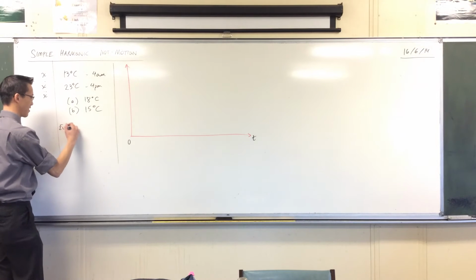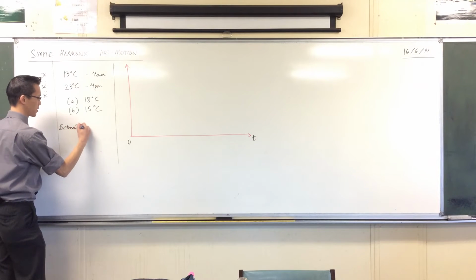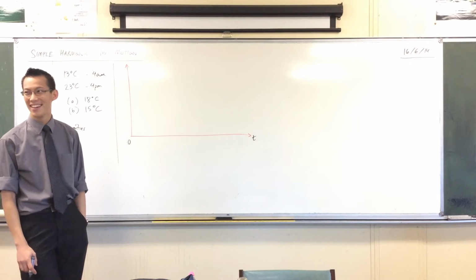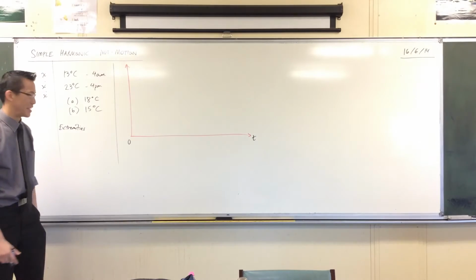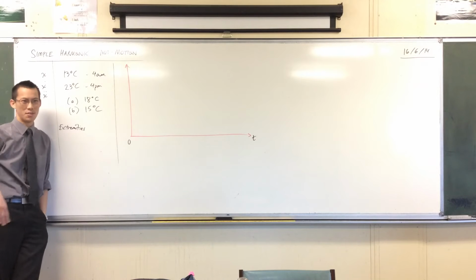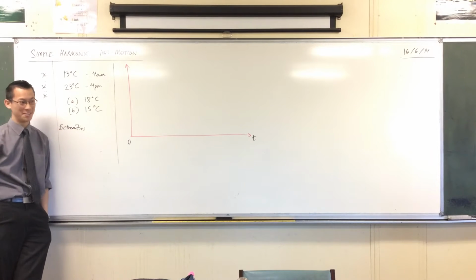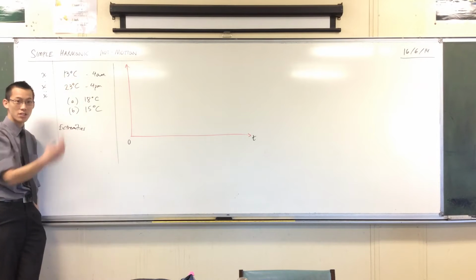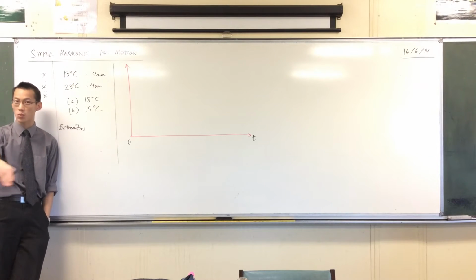Extremities. Okay, you wrote down this word. Then what did you do with it? What does it mean? Highest, lowest, or furthest in any direction, right? Well, these are your extremities here, 13 degrees and 23 degrees. And it fluctuates between those, okay?